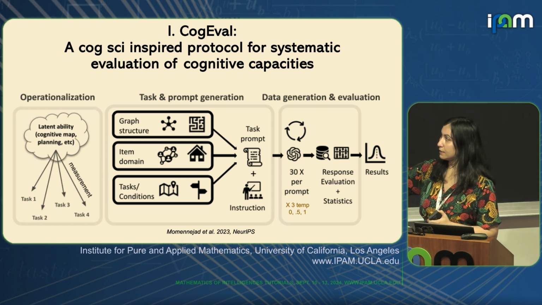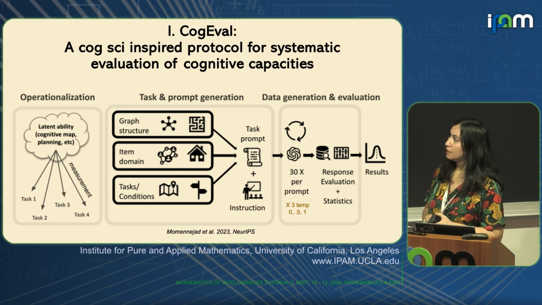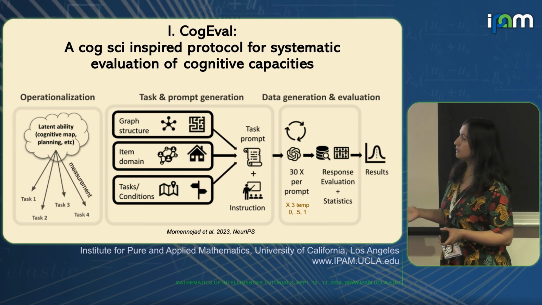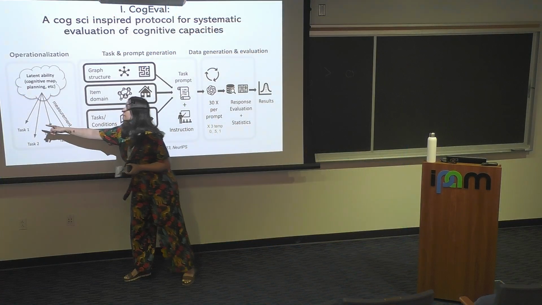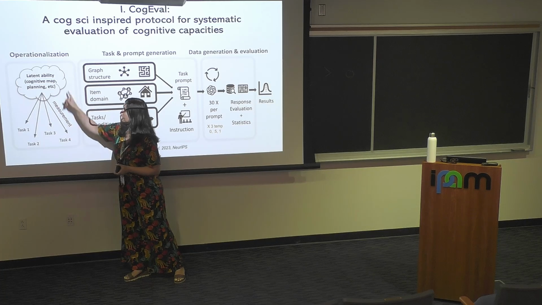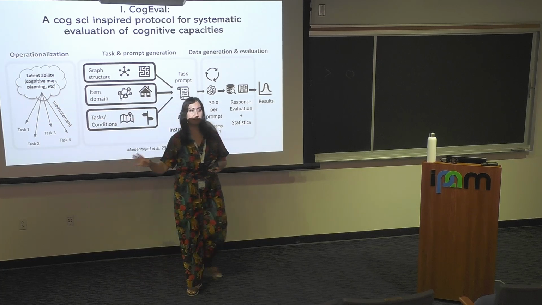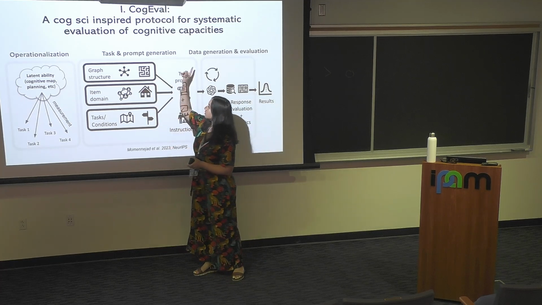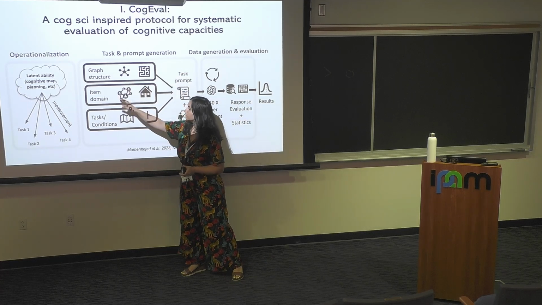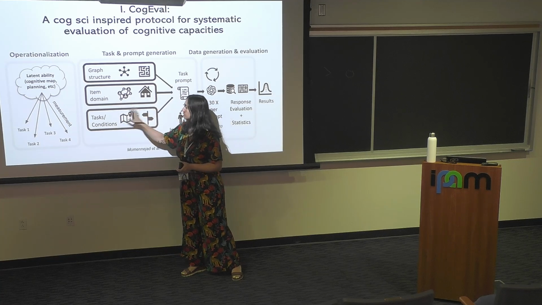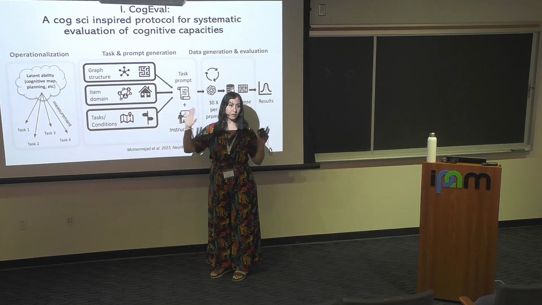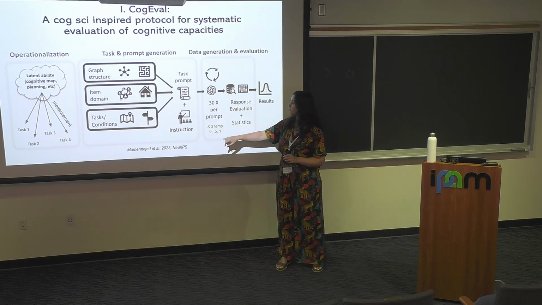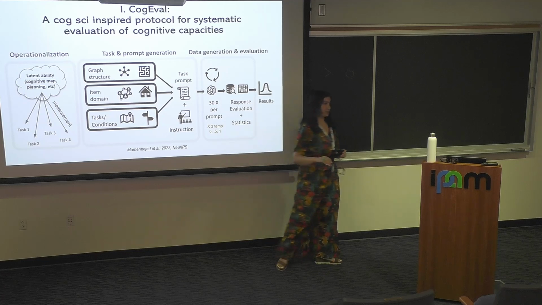This was the paradigm or framework that I showed you, which we call CogEval, where in order to evaluate a particular LLM, one needs to figure out what tasks can measure the latent ability with construct validity. This is not trivial. It needs a lot of piloting and studying the literature. Then the task and prompt generation would require different structures, different domains like social and spatial, and different conditions. We had 15 conditions categorized in 5 groups that I will show you again. And then generate many prompts with different temperatures, and then do the statistics on them.